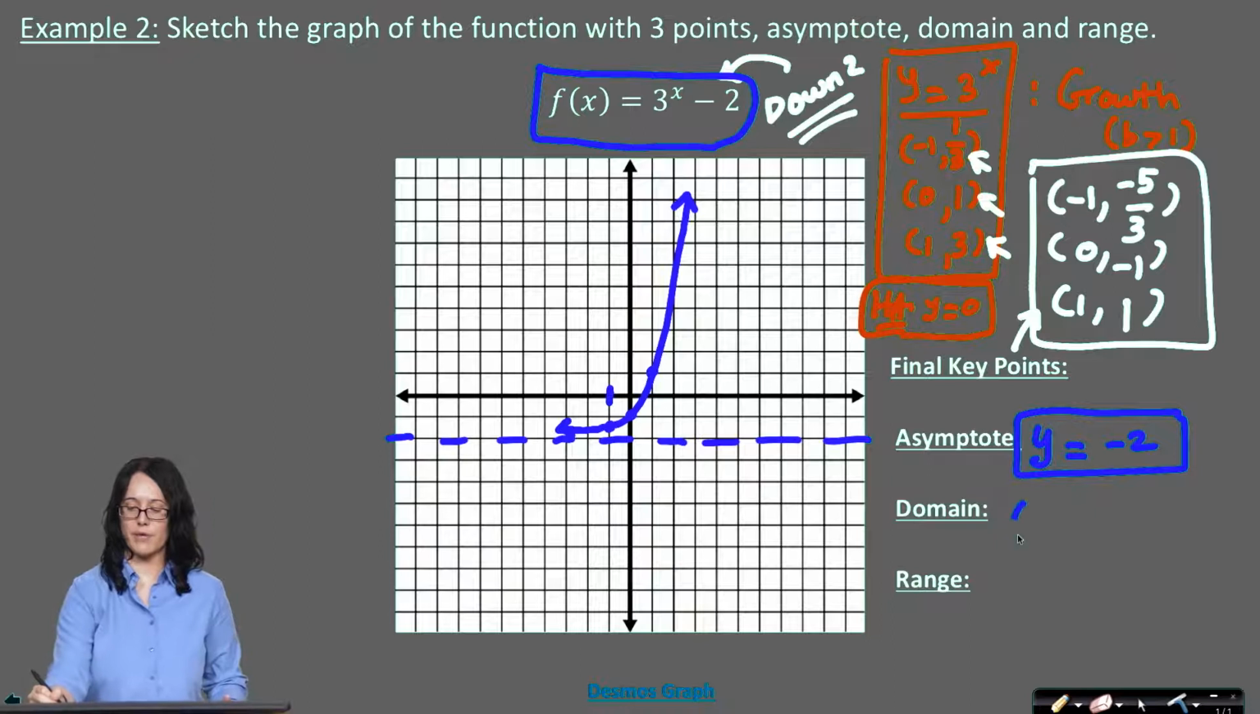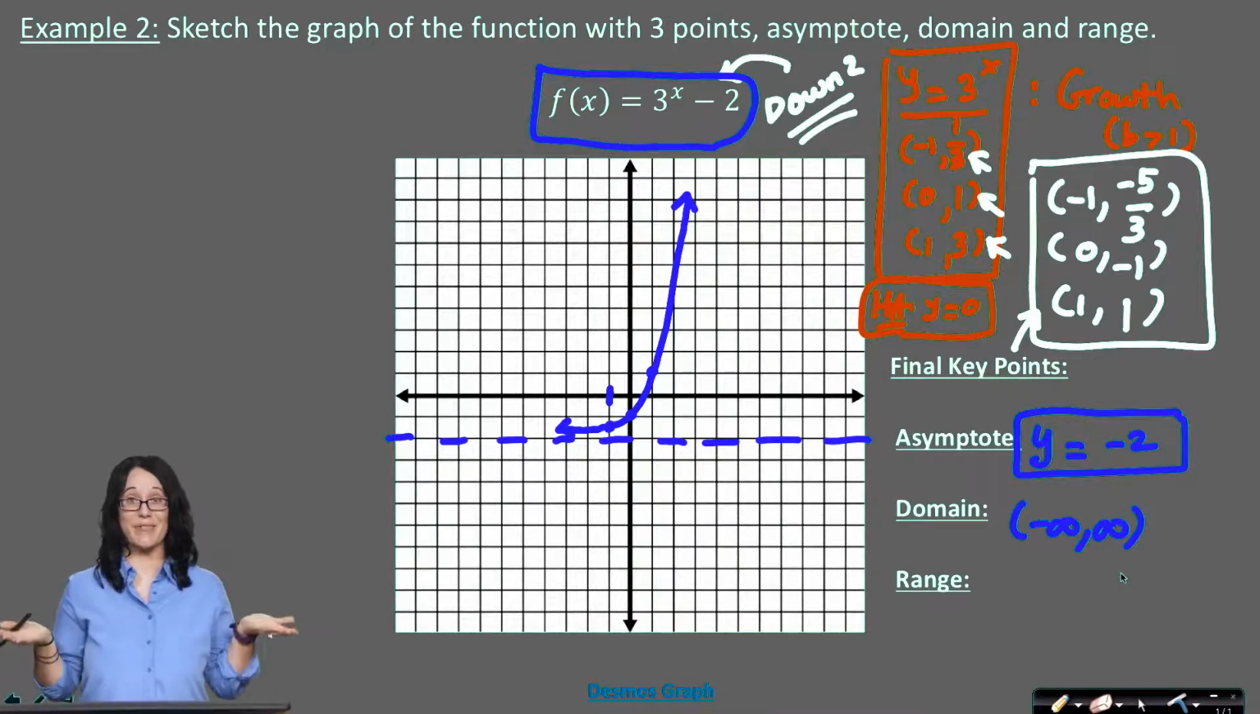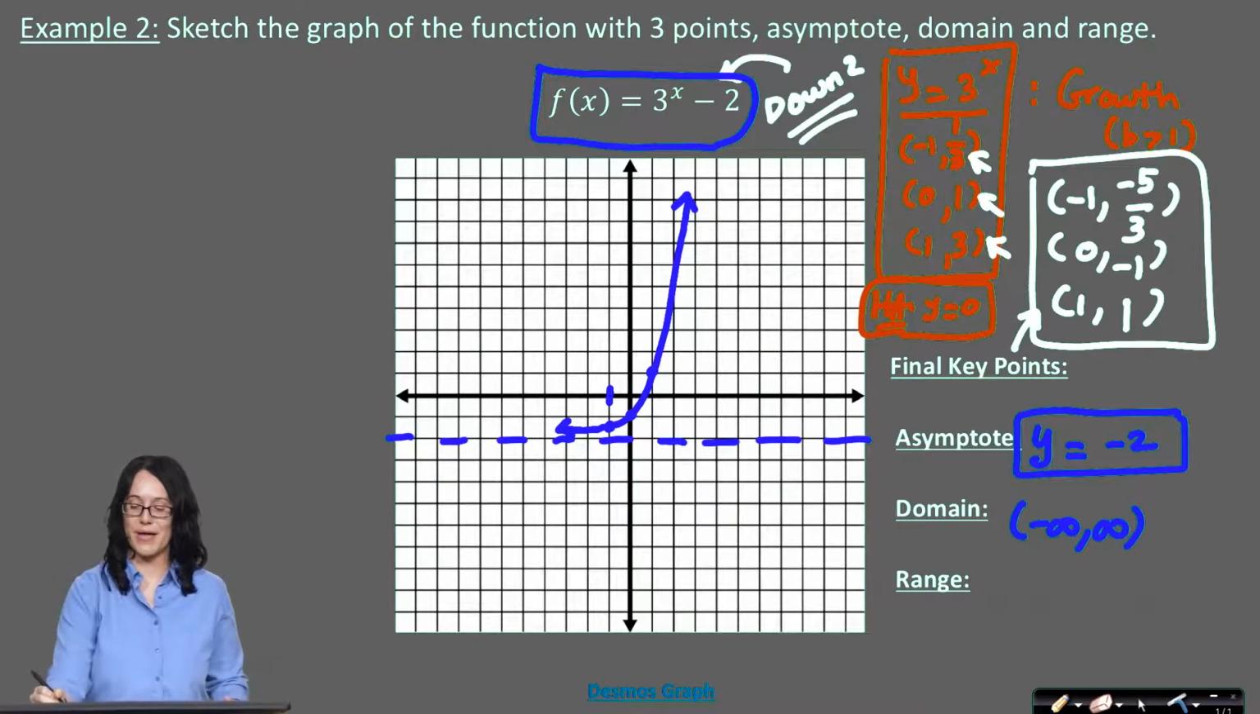Domain, all real numbers, negative infinity to infinity. Range, how low can you go? It used to be 0, right? But now it's moved down to negative 2. So anything above negative 2. In other words, parentheses, negative 2 toward infinity.